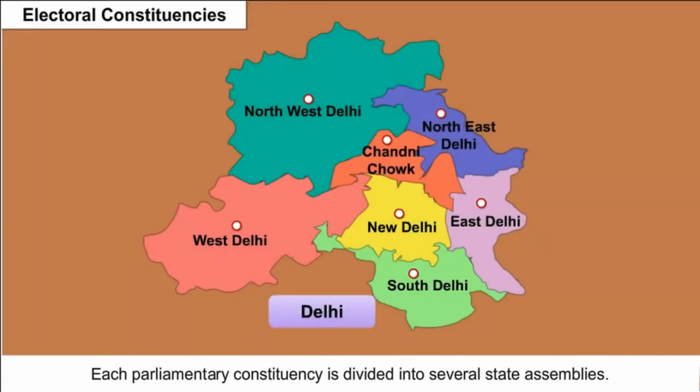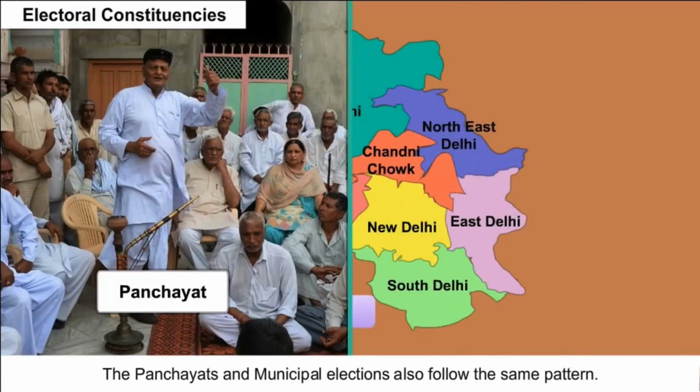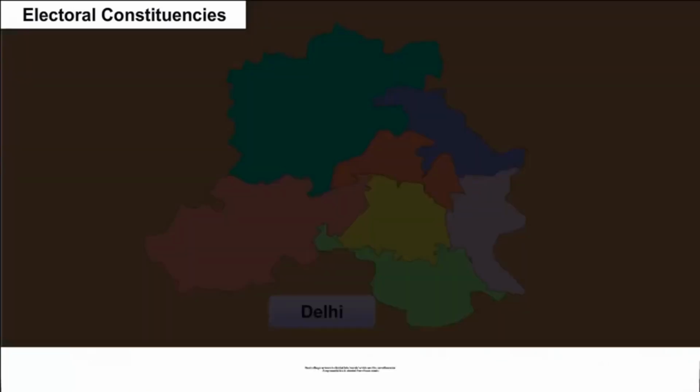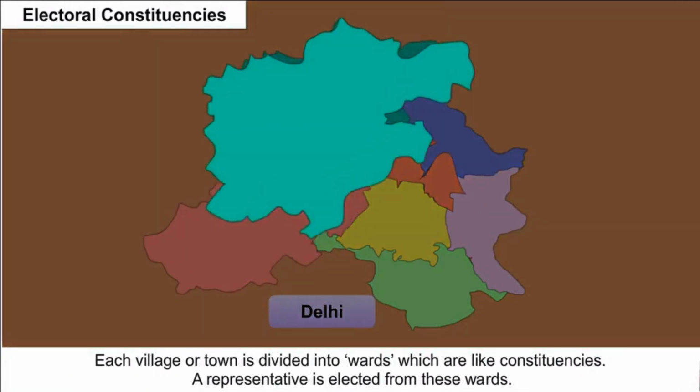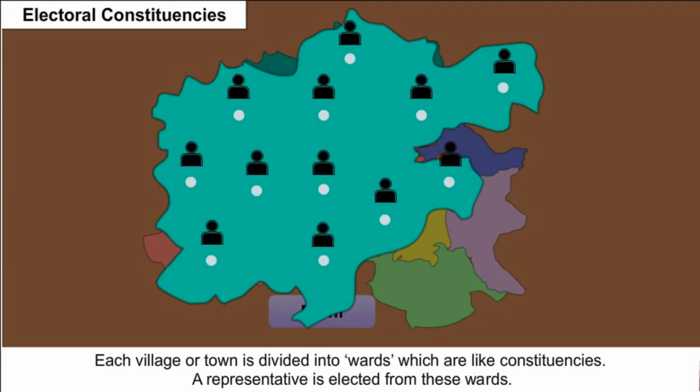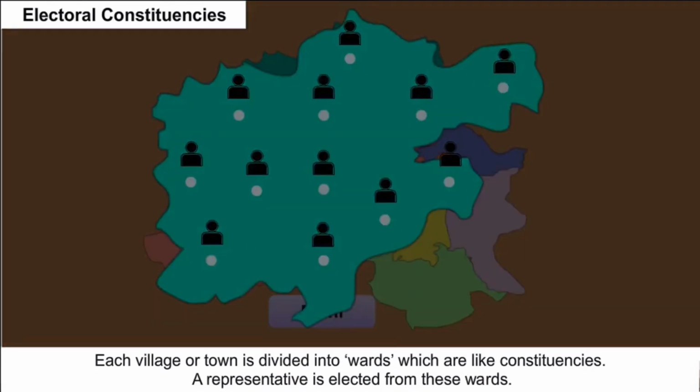Each parliamentary constituency is divided into several state assembly constituencies. The panchayats and municipal elections also follow the same pattern. Each village or town is divided into wards, which are like constituencies. A representative is elected from these wards.